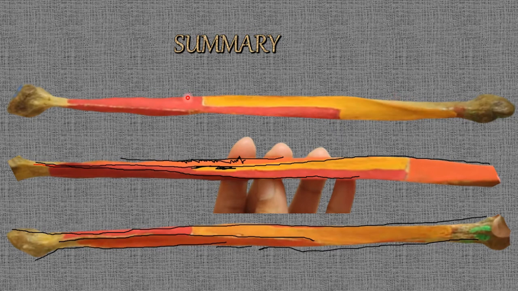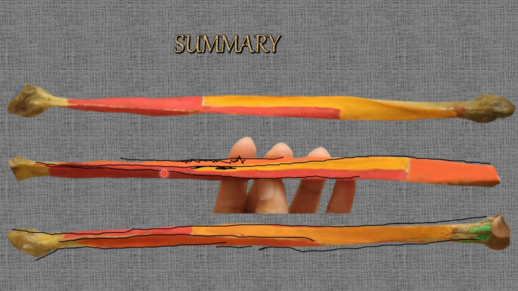Now the lateral surface gives origin in its whole upper 1/3, plus the posterior half of the middle 1/3, to the peroneus longus muscle, whereas the anterior half of the middle 1/3 and the whole of the lower 1/3, this yellow one, give origin to the peroneus brevis. Lateral surface: peroneus brevis, peroneus longus.